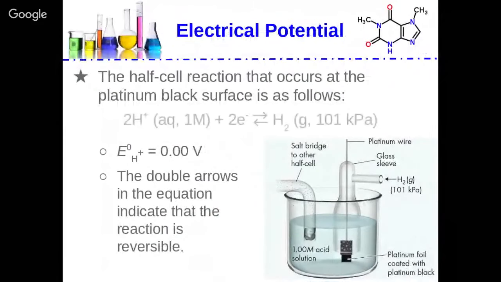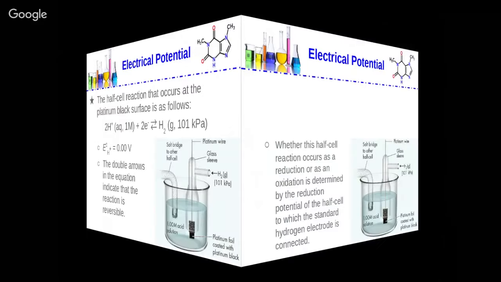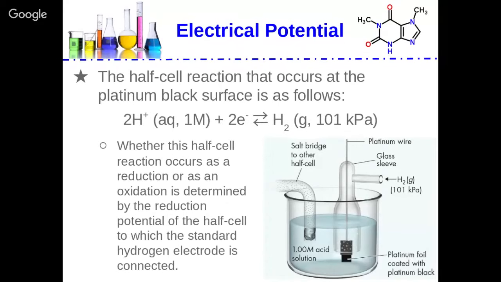The half cell reaction occurs as follows. We have H+ ions gaining electrons to become H2. So the standard reduction potential of H+ is 0. The double arrow, remember, reminds us that this reaction is reversible. Whether the half cell reaction occurs as a reduction or as an oxidation is determined by the reduction potential of the half cell to which the standard hydrogen electrode is connected.